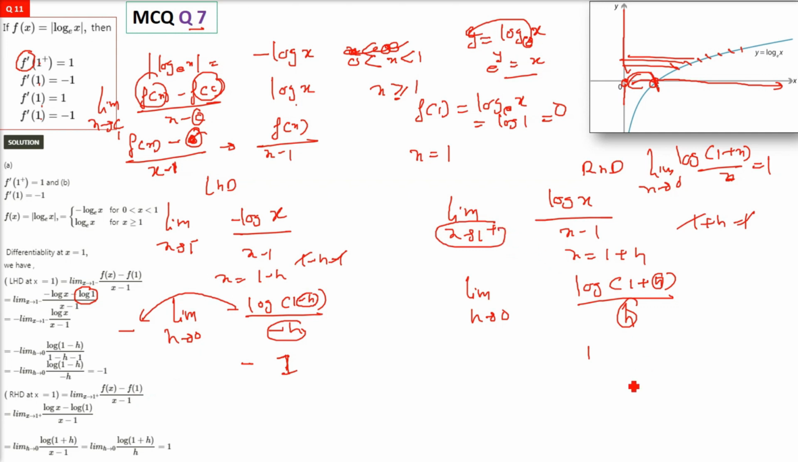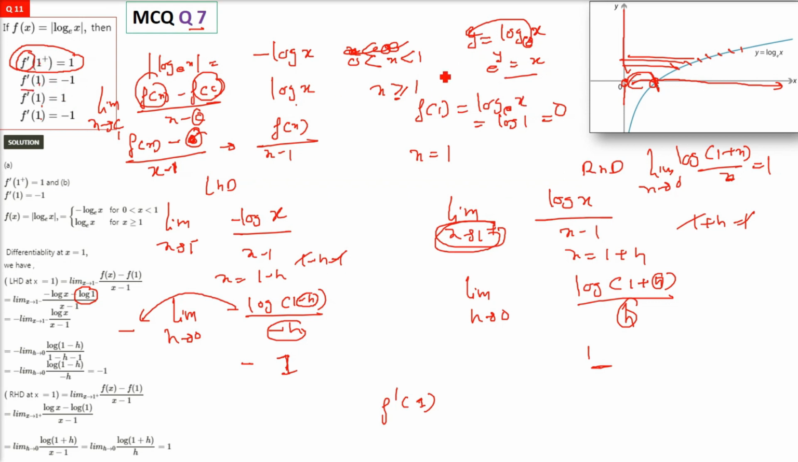I hope you got the idea. 1 plus is 1, this one. And then we have two options for negative 1. So you are not going to choose the last option because it is just saying f dash 1, but we are talking about f dash 1 plus and f dash 1 minus. f dash 1 plus is simply what you are going to get in the right hand derivative. Similarly, the left hand derivative will give you f 1 minus. So f 1 plus of course is 1.